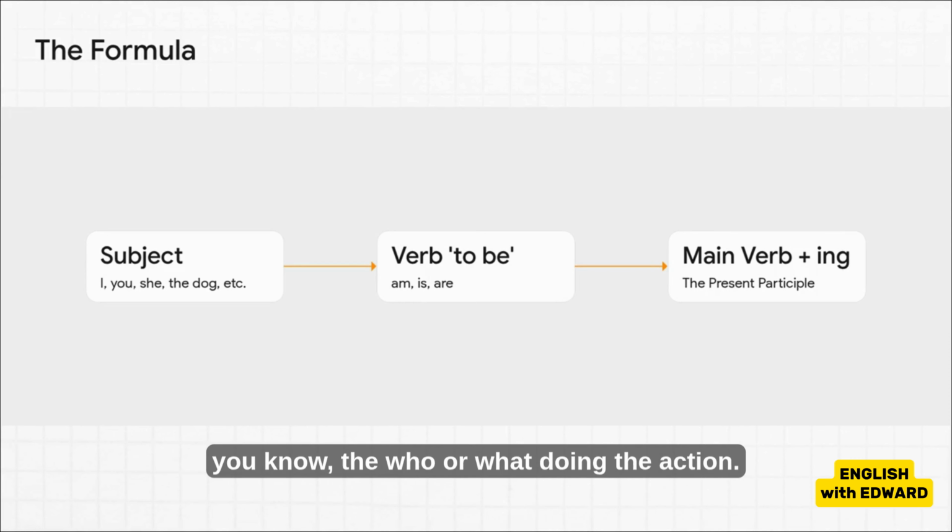First, you need your subject, the who or what doing the action. Then, and this is the really crucial part, you need the verb to be in its correct form: am, is, or are. You can't skip it. And finally, you just take your main action verb and pop that ing ending on it. That's it. Simple as that.